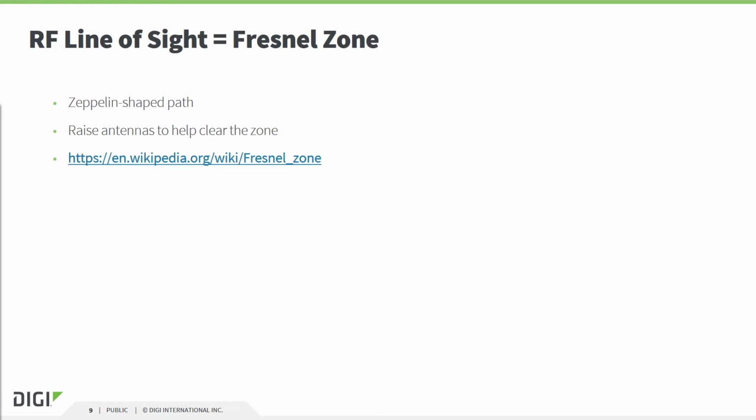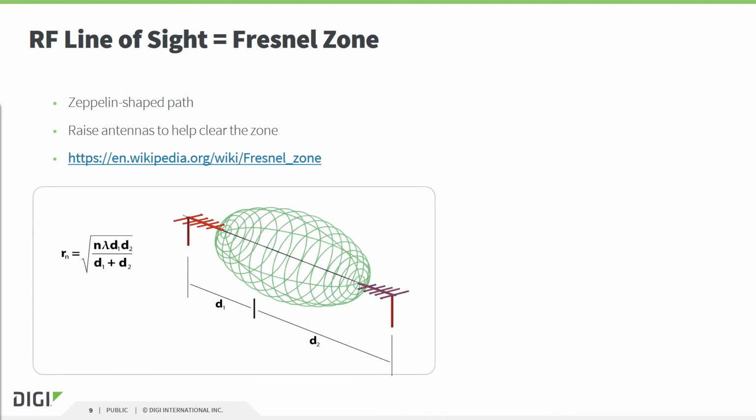In order to understand what the RF line of sight is, you might want to have a look at the Fresnel zone. The Fresnel zone is how the electromagnetic waves are traveling over the air. They use a shape of a Zeppelin or rugby ball, so the electromagnetic waves are not traveling like a laser. The size of the Fresnel zone depends on the frequency and the distance between the transmitter and receiver.